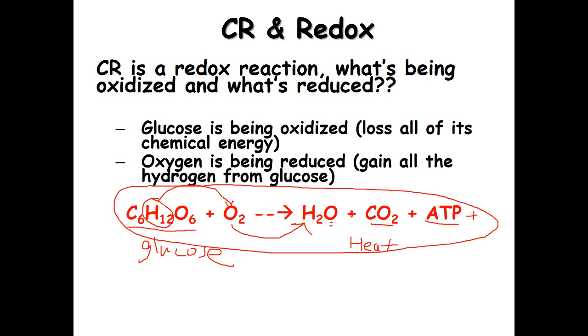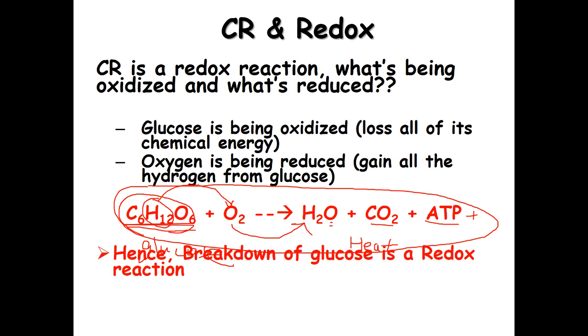Good. So glucose is being oxidized. Remember, oxidized means losing electrons, losing its energy. So the goal of cellular respiration is to get all the energy from glucose, to steal all the electrons from it. And oxygen is the one being reduced, gaining all the hydrogen. And why is it oxygen? Because I told you already, oxygen has really high EN compared to glucose. So this hydrogen will always go there because oxygen has really high EN.